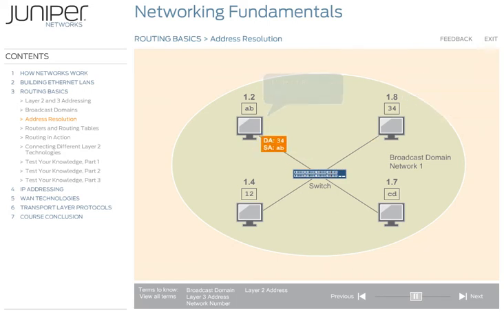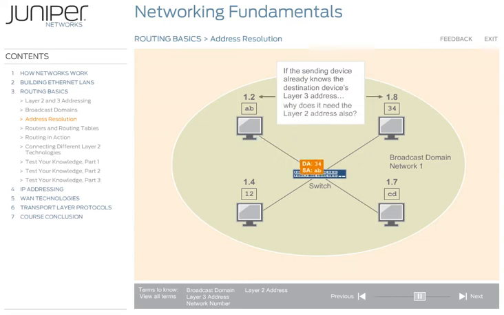Now the two PCs can communicate using unicast Layer 2 frames. These unicast frames are like two people whispering to each other so as not to disturb others. Now you might be asking yourself, if the sending device already knows the destination device's Layer 3 address, why does it also need the Layer 2 address? Why not just communicate using Layer 3 addresses?